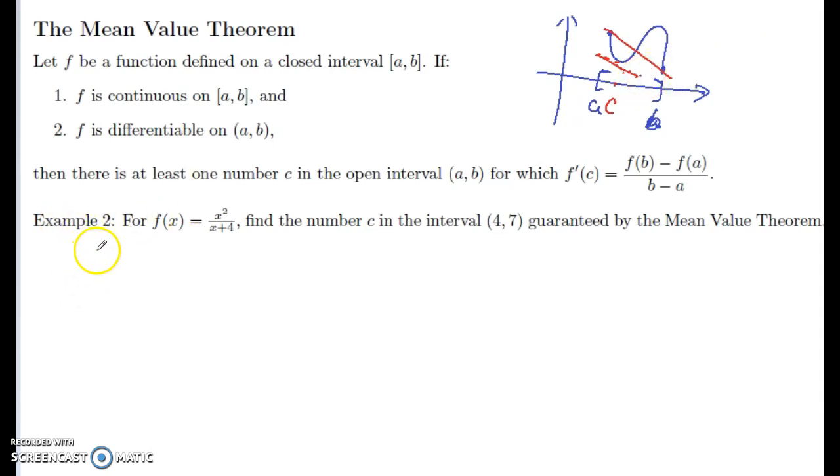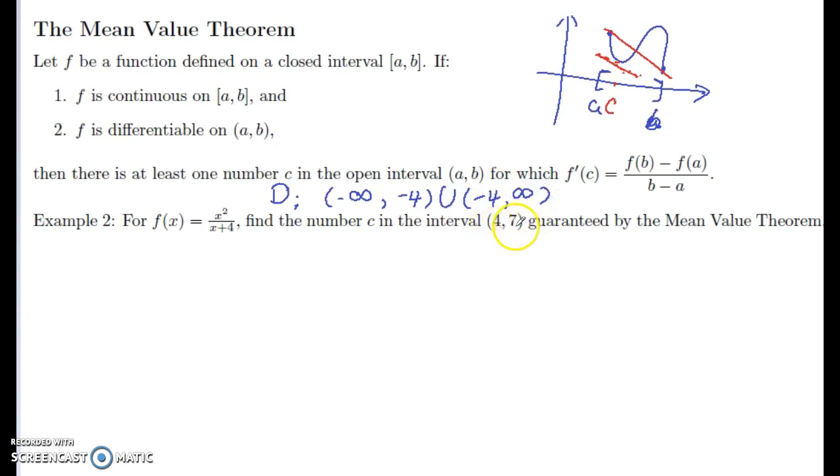So let's take a look at an illustration. f of x equals x squared divided by x plus 4. We want to find the number c in the interval 4, 7 guaranteed by the mean value theorem. First of all, we take a look at this function, its domain, because it's a rational function, the denominator cannot be 0. So its domain is negative infinity to negative 4, because x cannot be negative 4, union negative 4 to infinity.